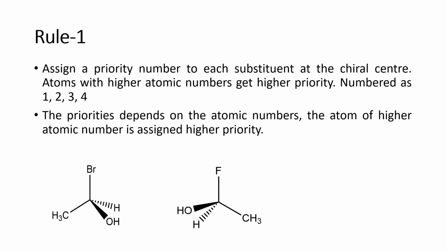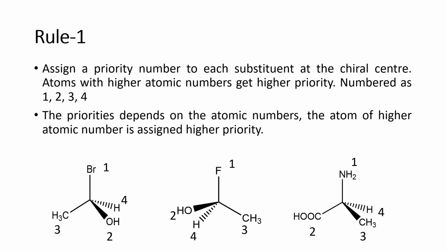If you see the second molecule, here also 4 different groups are attached and they are given the priority order. We can see these are the numbers given to the first molecule: bromine has the first, OH is second, CH3 is third, and hydrogen is the fourth, due to the atomic number order. In the same way, we can assign the numbers for the second molecule, and for the third molecule also.